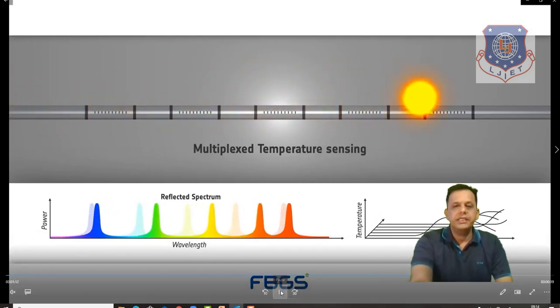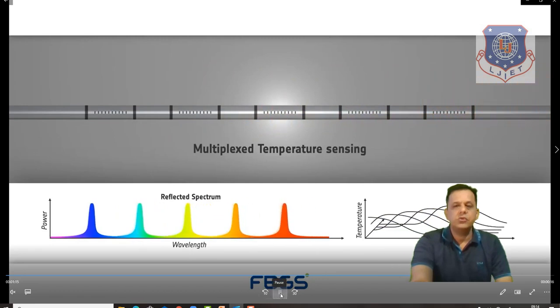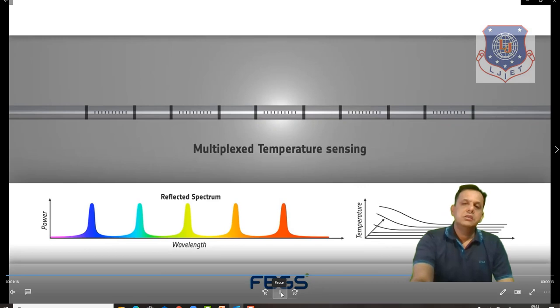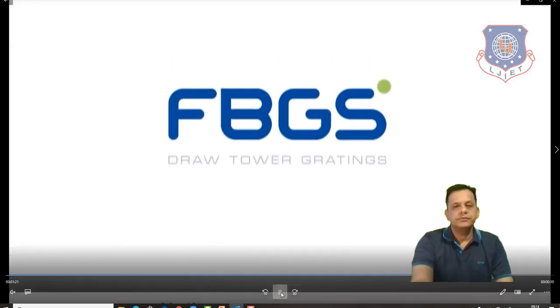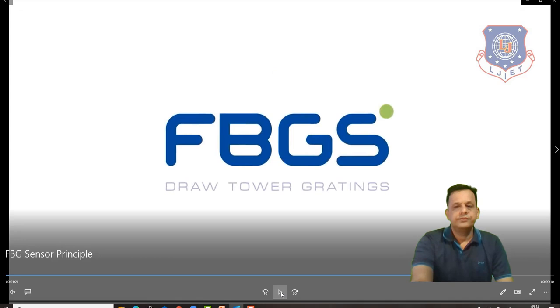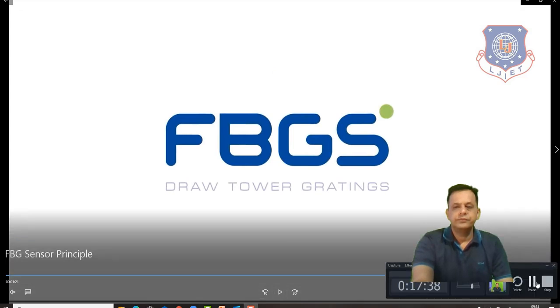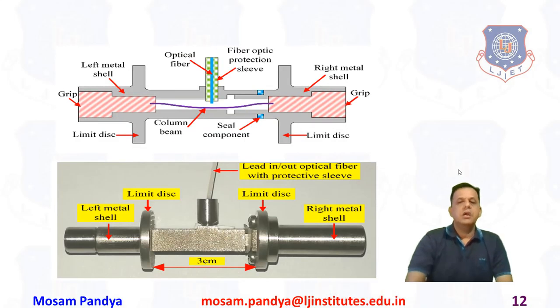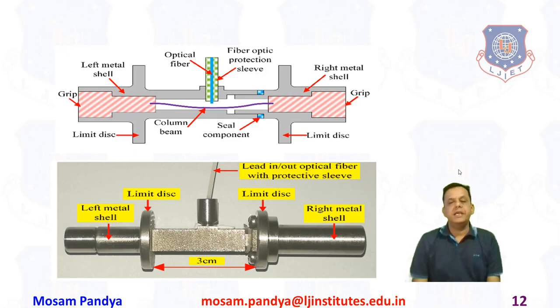And you see the pattern of the variation in the temperature, and with respect to time how you get the readings or results. Hence we saw the entire procedure of FOS or FBG, and in today's session we tried to cover the semiconductor type of strain gauge and, theoretically, FOS or FBG. These are very important topics from your exam point of view as well.